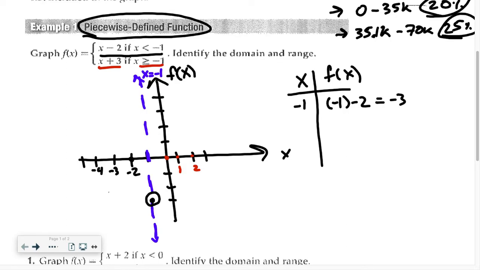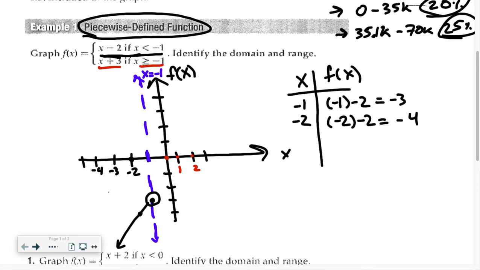We have to pick values that are less than -1 to plug in. So we could plug in values like -2, -3, -4. Any of those values to the left. If we plugged in -2 to, again, this x minus 2 function, we'd have -2 minus 2, that is -4. So that's a point. -2, -4 is a point. So this function, guys, it's a line. X minus 2, that's a line, is defined there.